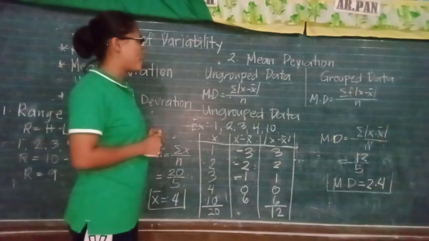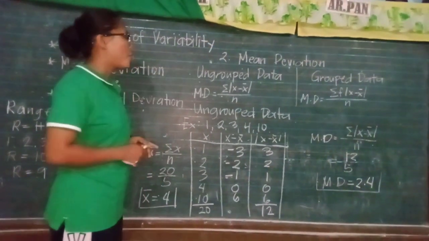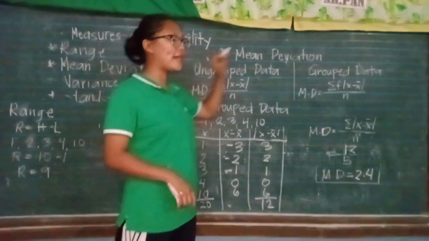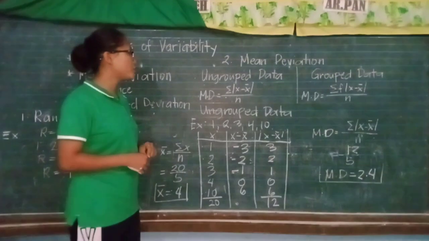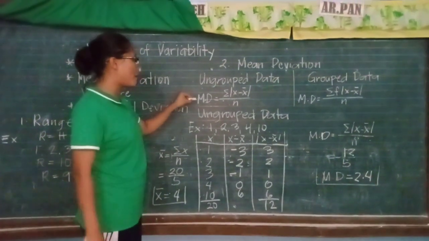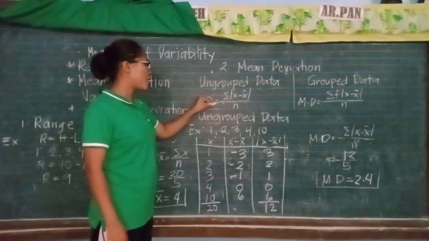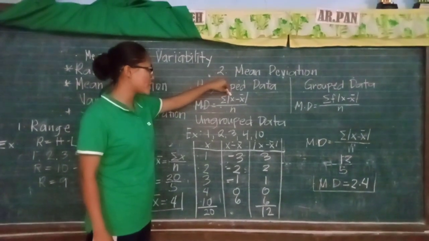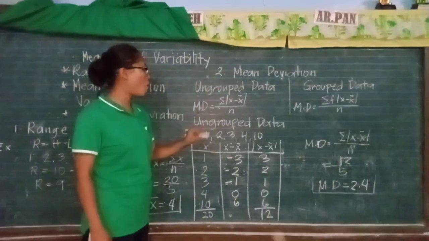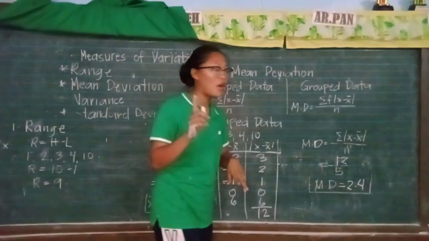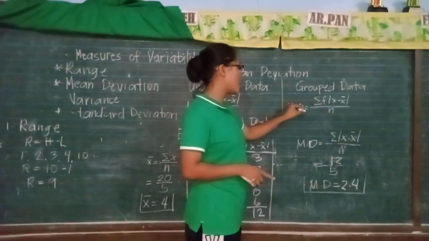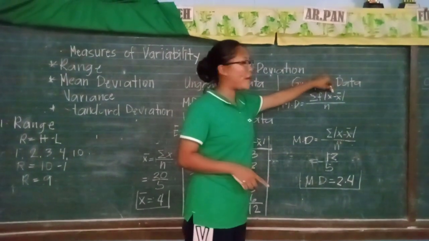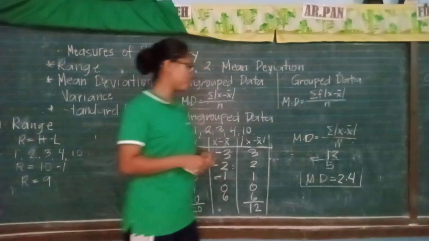For our next topic, mean deviation. Our mean deviation has two formulas, and that is ungrouped data and grouped data. For ungrouped data, we have the formula MD is equal to the summation of the absolute value of X minus mean over N. And for grouped data, we have the formula MD is equal to the summation of F times the absolute value of X minus mean over N.